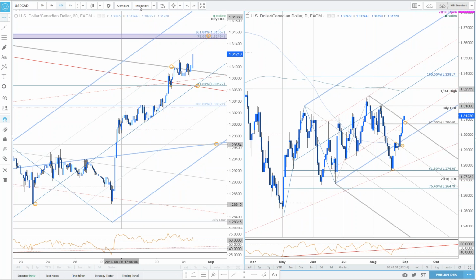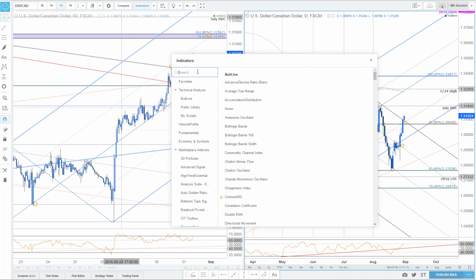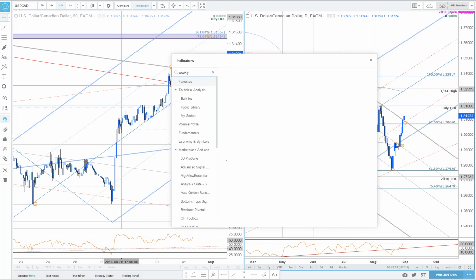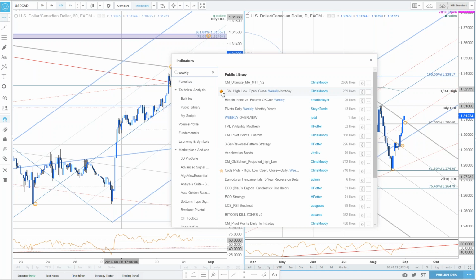Scott, you got that? And then once you do find that, you can always just favorite it so that it's ready to go in your indicator list.